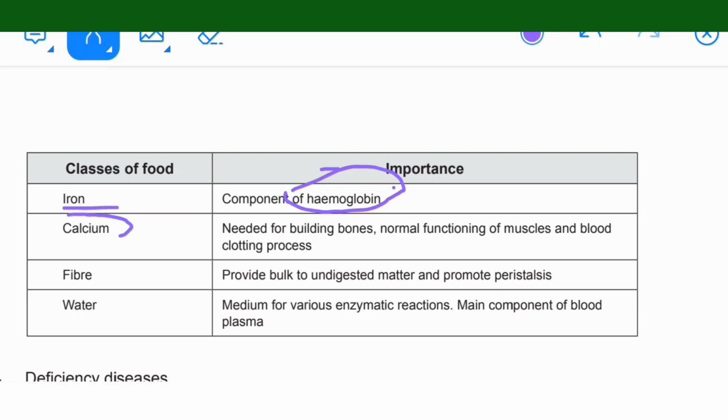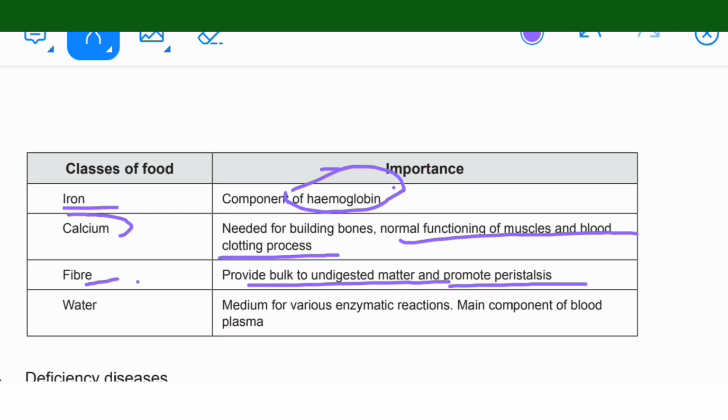So calcium is needed for building bones, strong teeth, normal functioning of muscles, and the blood clotting process. As you can see here, calcium is very, very important. So if you have a lot of vitamin D, it will help you to absorb lots of calcium. The next one is fiber. Fiber can help you to provide bulk to undigested matter and to promote peristalsis.